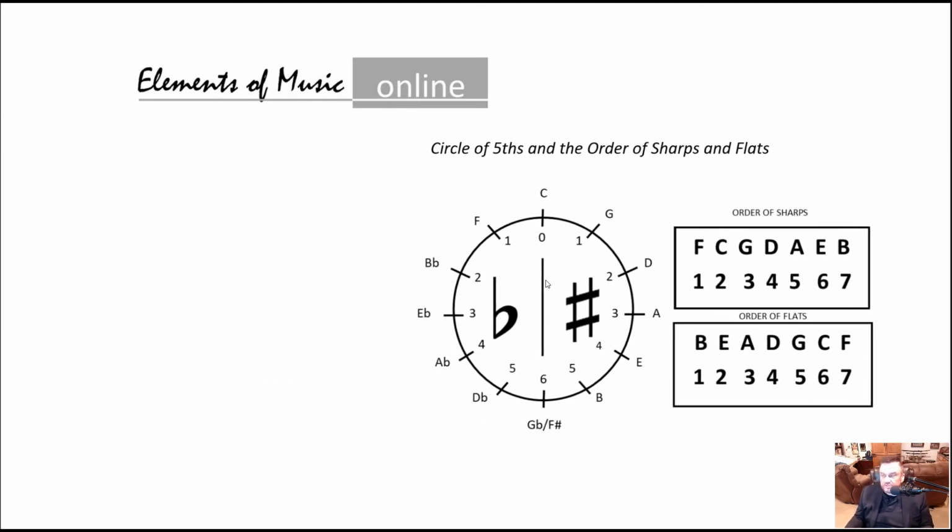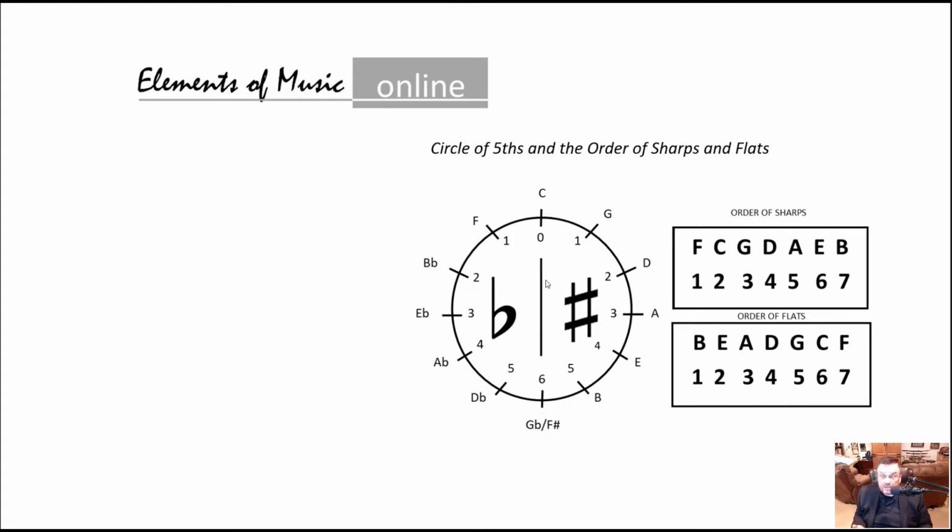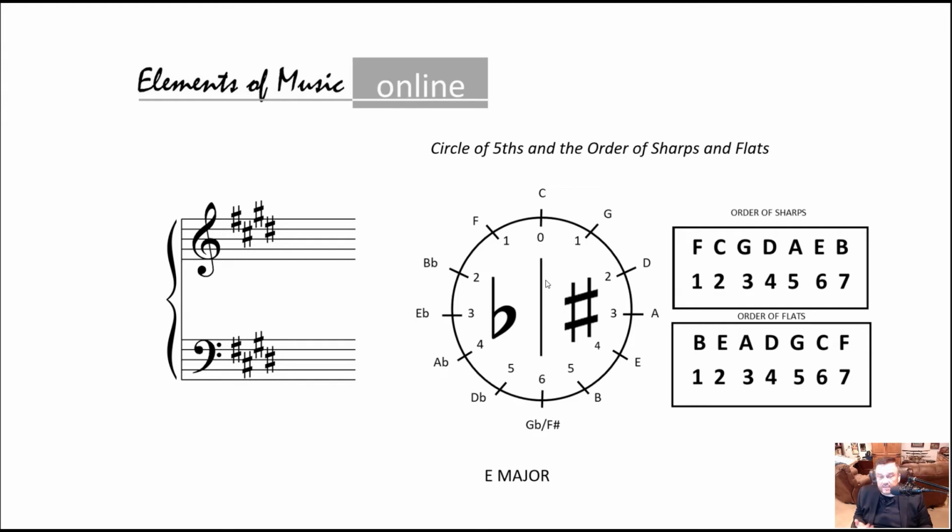Okay, so let's look at it in context with exploring a key signature. Let's look at the key of E major. Now we're going to take a look at what E major looks like. This is what it looks like in the music. And you can clearly see there are 4 accidentals there. Those 4 accidentals are key. They're 4 sharps.